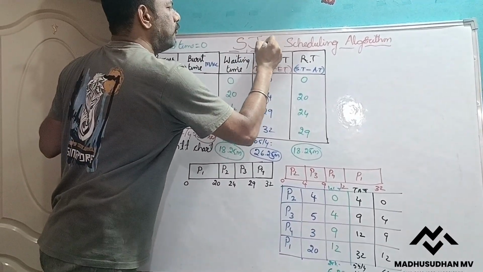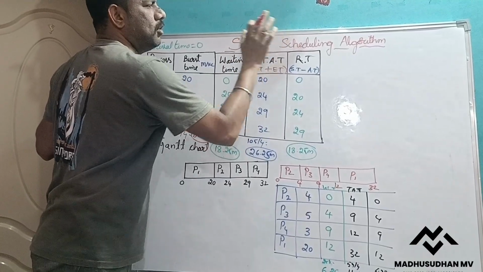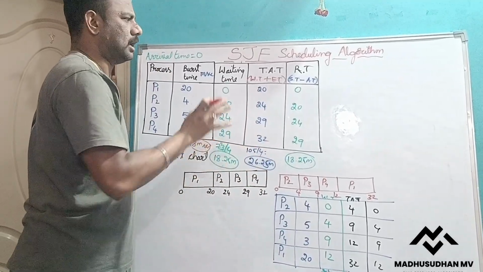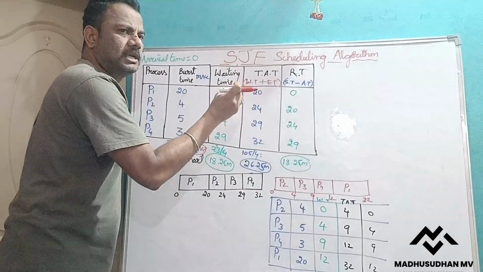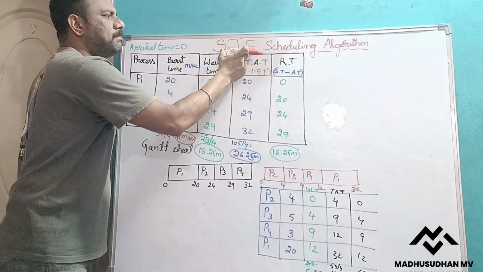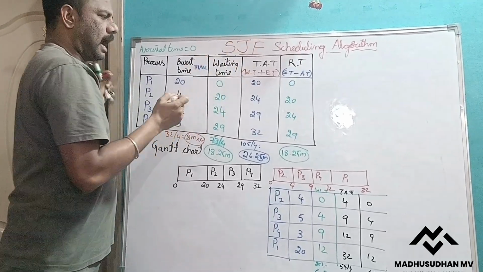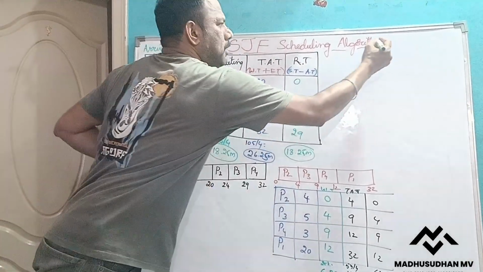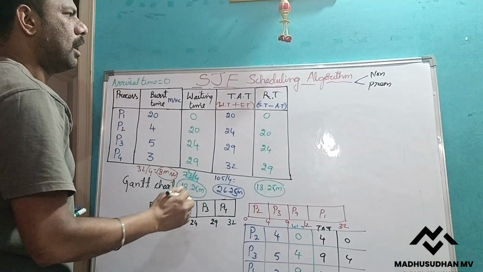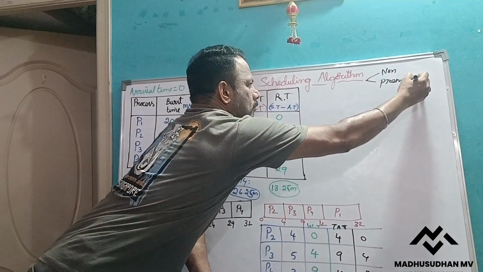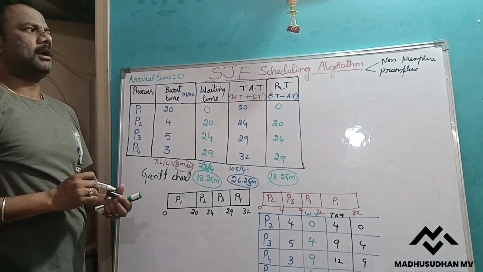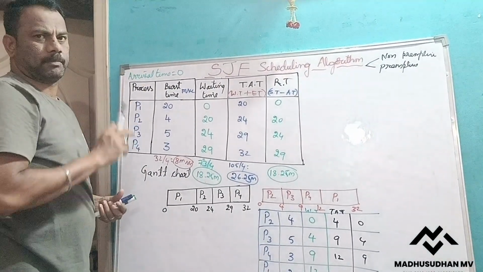That means the shortest job first scheduling algorithm. You execute the process which needs the shortest time. Execute the process which requires very, very little time first, then the next smallest, then the next smallest. That type of scheduling algorithm is called shortest job first. And shortest job first may be non-preemptive or it may be preemptive. Let us discuss non-preemptive first.